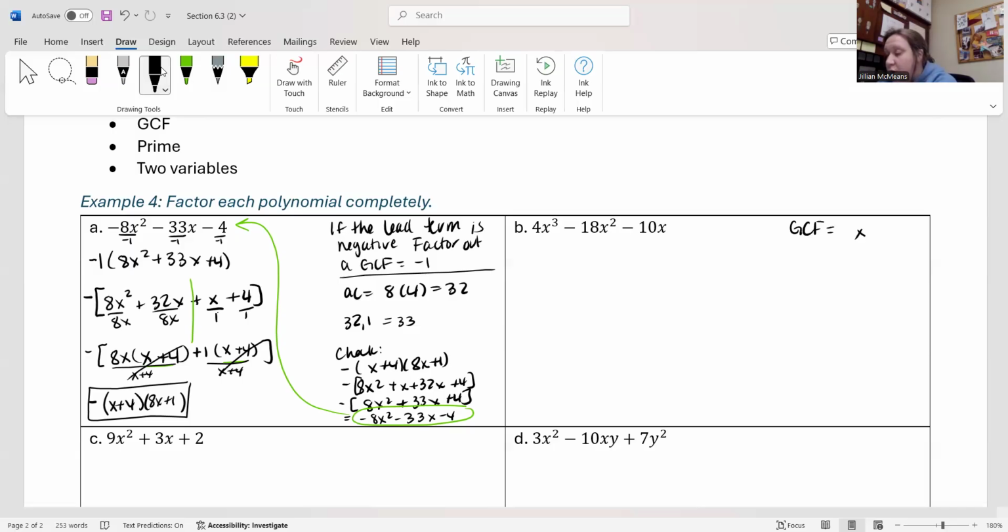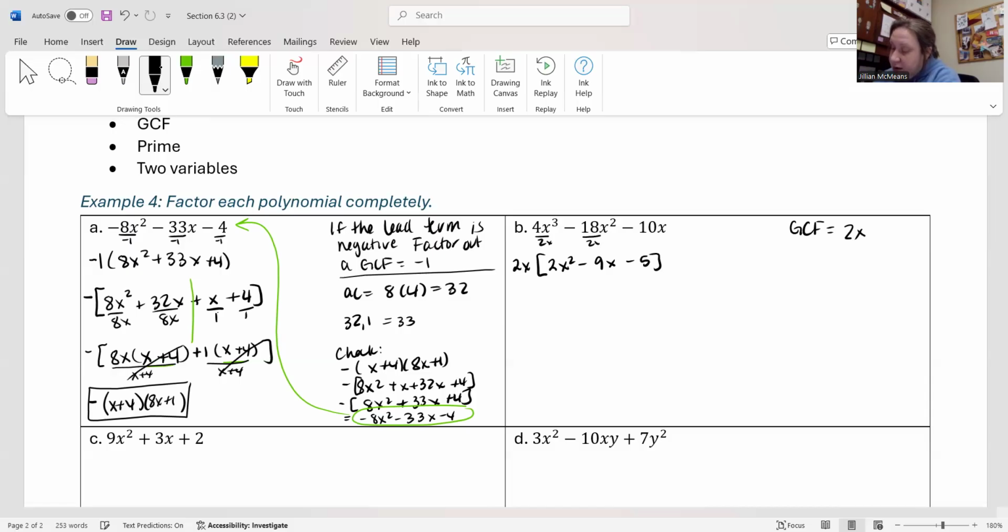And then looking at 4, 18, and 10, I always start with the smallest coefficient. Well, 4 doesn't go into 18, it doesn't go into 10, so 4 is not part of the GCF. But then I want to start breaking down 4, and I want to look at factors of 4. Well, the factors of 4 would be 2. Well, 2 goes into 18, 2 also goes into 10, so that means my GCF here is 2x. So I'm going to factor out to start with a 2x, and that's going to leave me with 2x squared minus 9x minus 5.